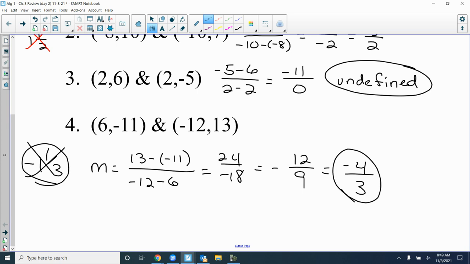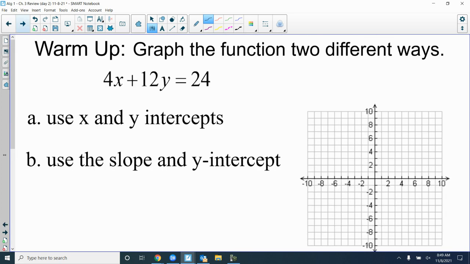All right, we're going to do a couple more here together that are similar to what you're going to see on the practice tests and tests. We did these Friday. I want to hit these again. All right, graph the function two different ways. The first way is we're going to use x and y intercepts. Second way, we're going to use a slope and y-intercept. Do I have to get the same line? Yeah, same equation, got to get the same line. So you got to read the directions. First one is x and y intercepts. We're going to write down the equation and do this together.